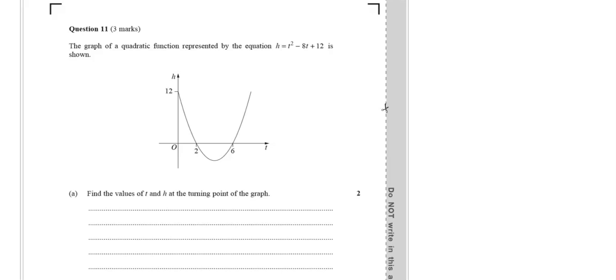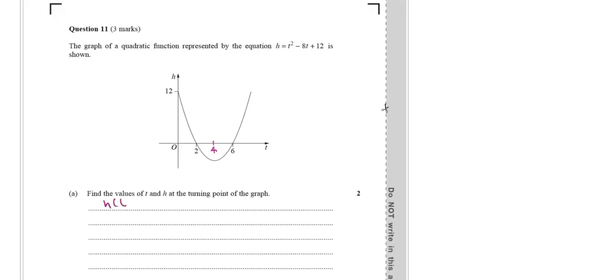Okay, there's a couple of ways of doing this. Probably the most straightforward is to see that the roots are at t equals 2 and t equals 6. The turning point has to be halfway between those two. So the halfway point between 2 and 6 is 4. So we can see by symmetry that t equals 4 is the t value for the turning point.